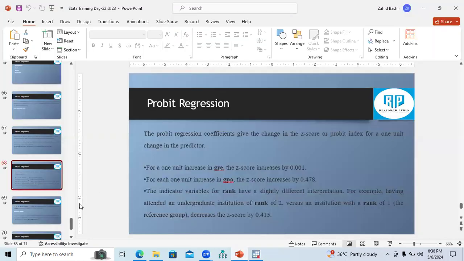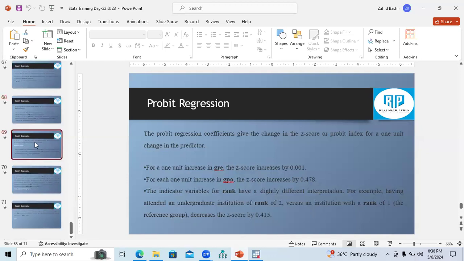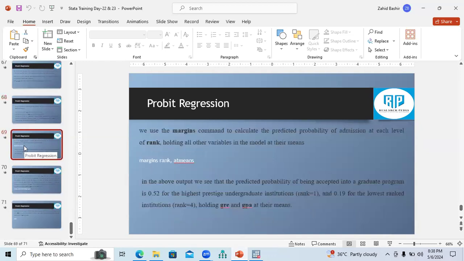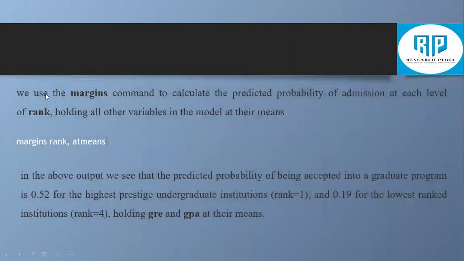So we can consider other aspects, for example, the margins command. We use the margins command to calculate the predicted probability of admission at each level of rank. We are not going to consider the odds ratios here because in the case of a Probit model, we just need to interpret the coefficient results only. So we don't need to consider the odds ratio.